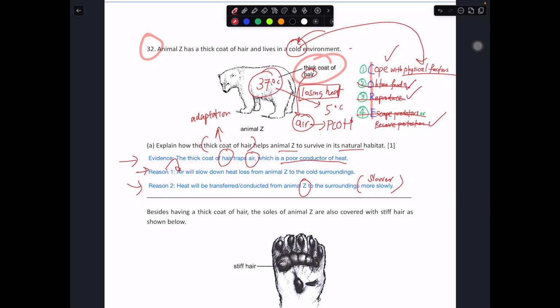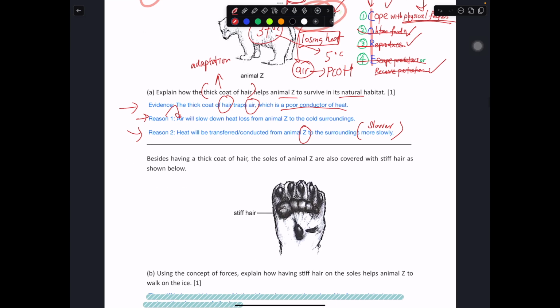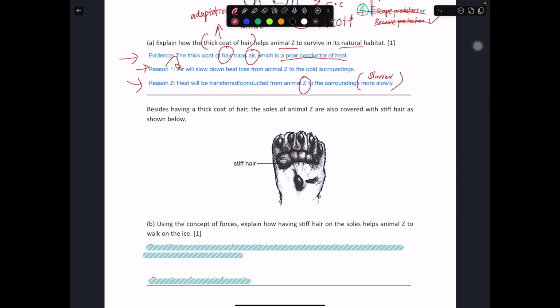So if in the exam you are not sure, think about this core: which one is most likely to be related, especially given the context of the question. Cold environment tells you that it must be there to cope with extreme temperature. So beside having a thick coat of hair, the soles of Z are also covered with stiff hair, as shown over here. Using a concept of forces, explain how the stiff hair on the soles helps Z to walk on ice.